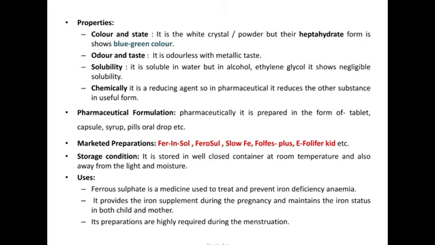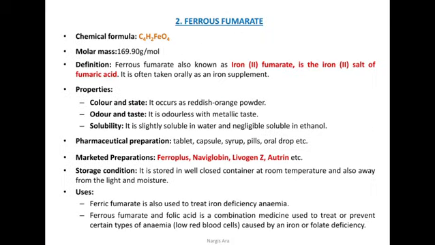What are the uses? Ferrous sulfate is a medicine used to treat and prevent iron deficiency anemia. It provides iron supplement during pregnancy and maintains the iron status in both child and mother. Its preparations are highly required during menstruation.